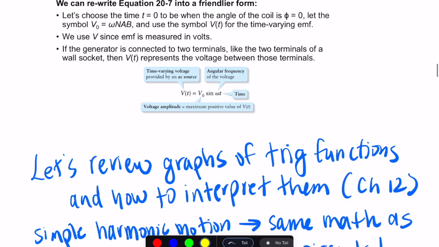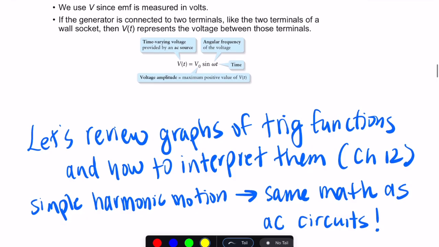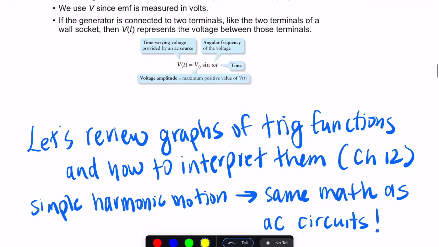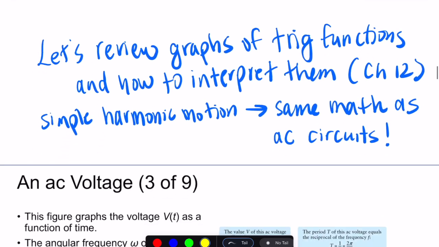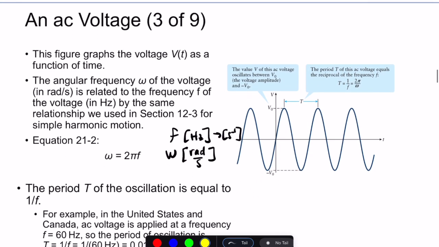And right, so we're going to be dealing with graphs of trig functions. So let's take a look at some of them, because we're going to be using these trig functions to interpret our current and voltage and charge in our circuit, okay? And these are going to have the same principles as in simple harmonic motion, which you learned back in chapter 12. We're using the same math here in AC circuits, but we're just looking at a different situation.